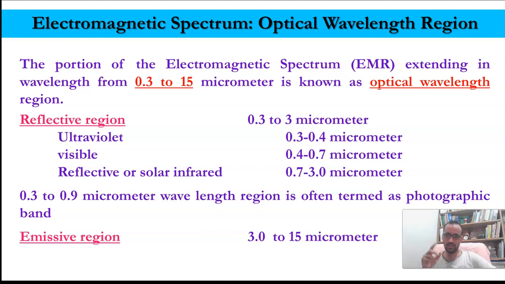From 0.3 to 0.9 micrometer the wavelength region is often termed the photographic bands, like we use for ground photographs. Generally for photography, we use 0.3 to 0.9 micrometer wavelengths. Then we have the emissive region. In the daytime, some particles in the atmosphere and the Earth's surface absorb some energy, and then they emit it at night time. This portion lies between 3 and 15 micrometer.